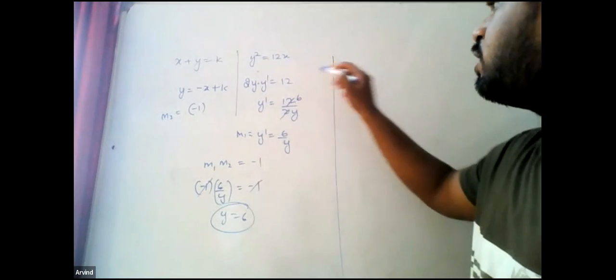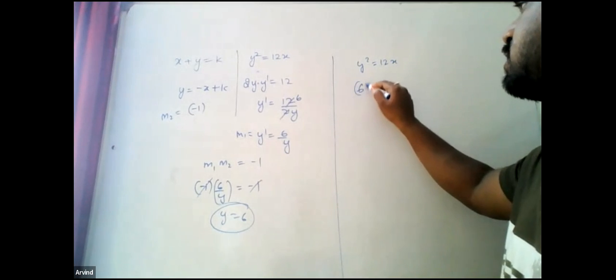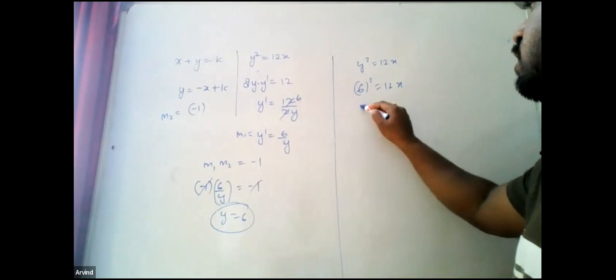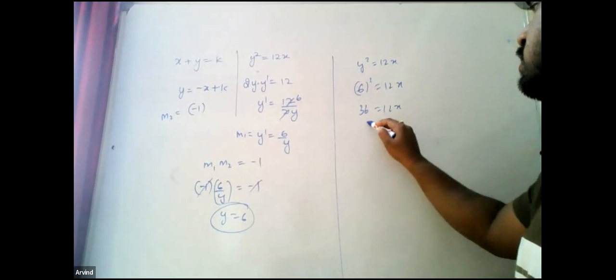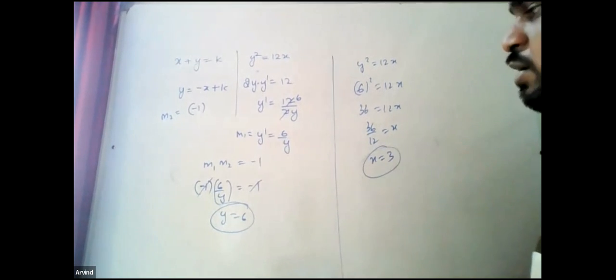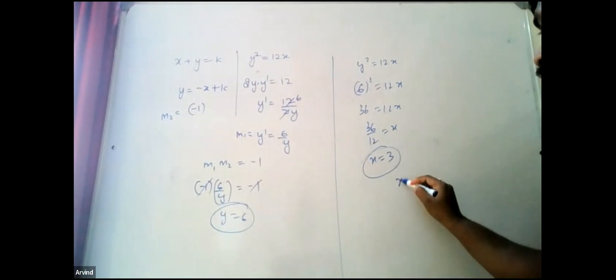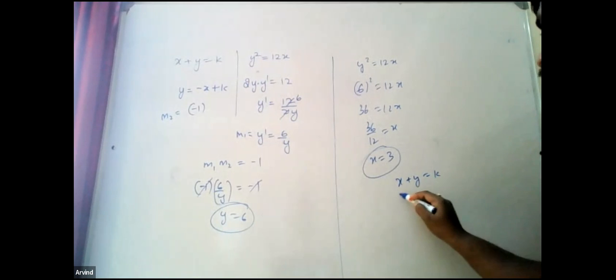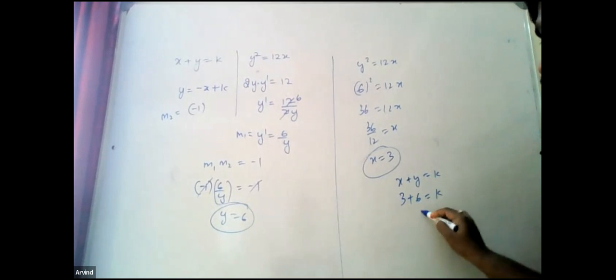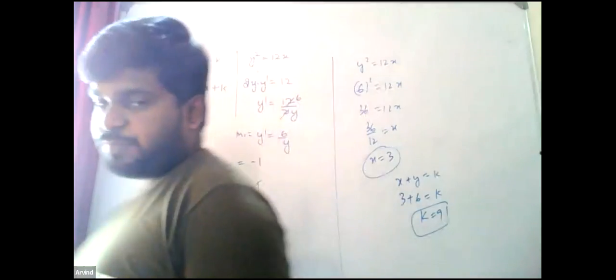Once y is equal to 6, you can find the value of x. So put it in y square is equal to 12x. 6 square is equal to 12x, 36 is equal to 12x. Therefore, 36 by 12 is equal to x, so x is equal to 3. These points should satisfy x plus y is equal to k. X is 3 plus y is 6 is equal to k. K is equal to 9. That's the value of k.